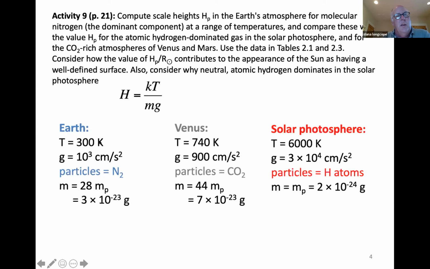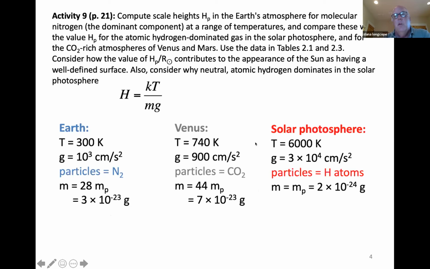We all know the Earth's temperature is roughly 300 Kelvin. For my freshman physics students, we drill this into them. g we have them use just 1,000 centimeters per second squared. We don't worry about the 9.8 stuff; we're just interested in understanding this. And for Venus, you have to figure out it's made of CO2 mostly. It has a gravitational acceleration a little lower, and a temperature a lot higher.